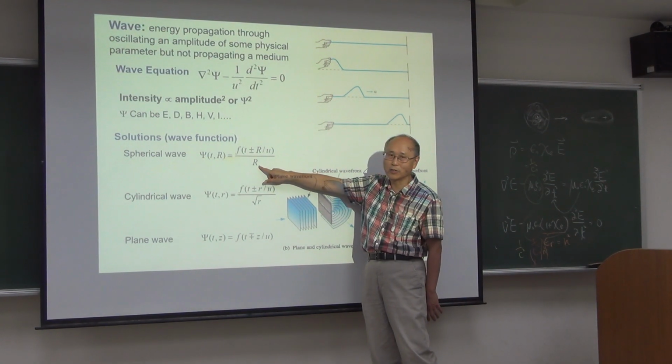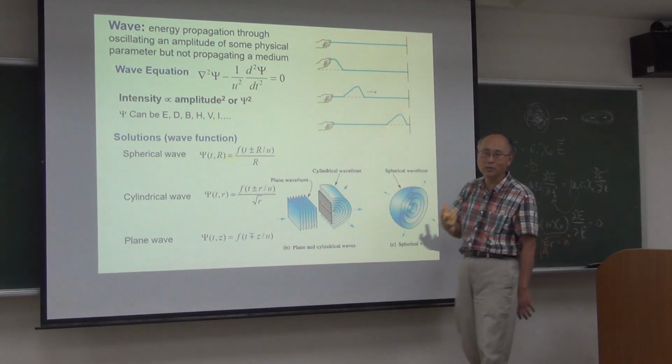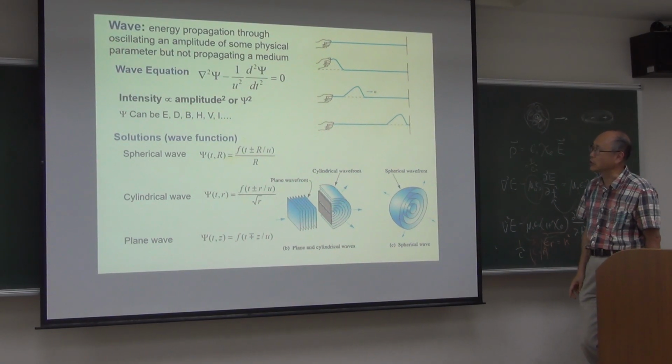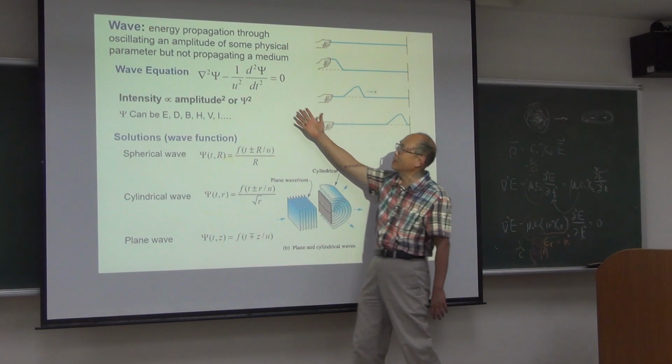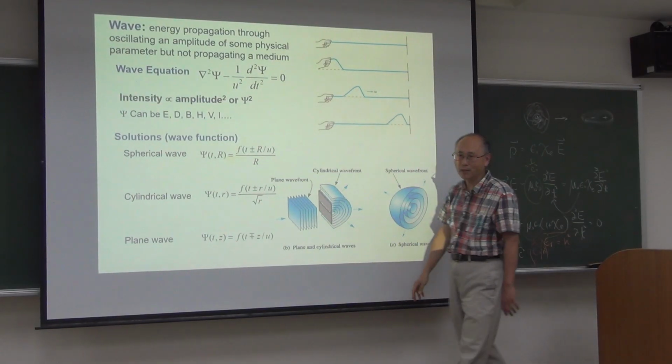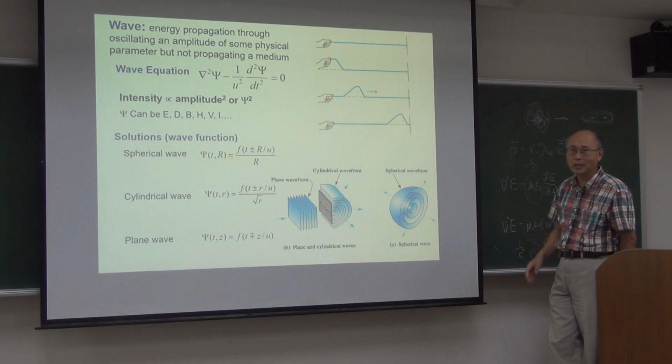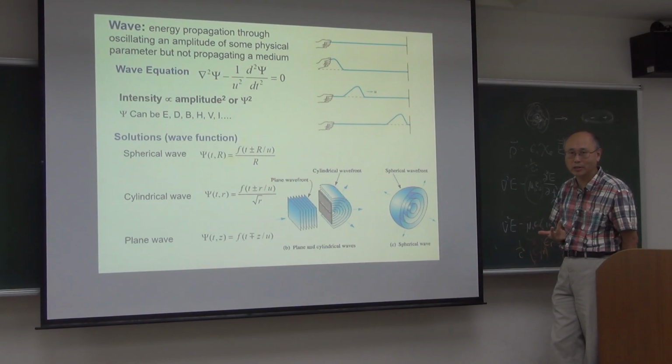With a 1/r dependence to conserve the total power. So this is the general solution for this wave equation. Okay. So we talk about the solutions of the wave equation in the XYZ coordinate system, in cylindrical coordinate system, and in spherical coordinate system.